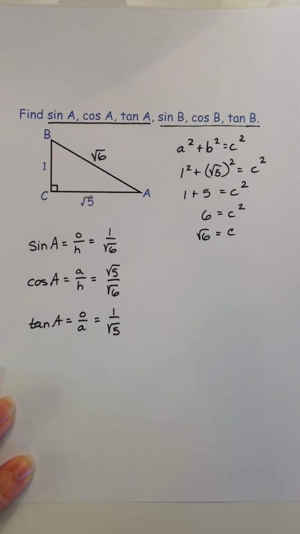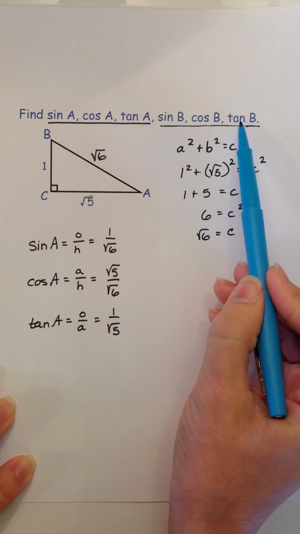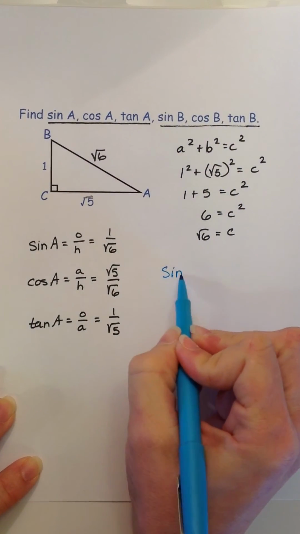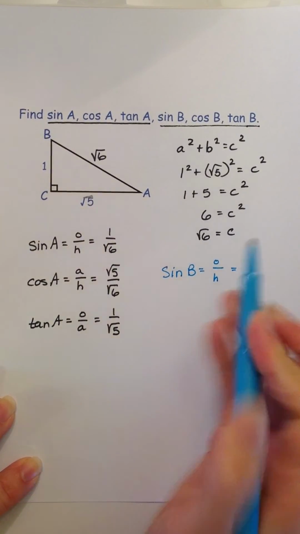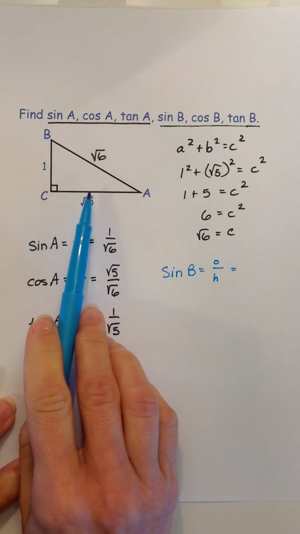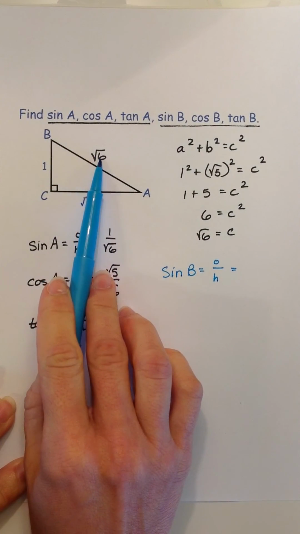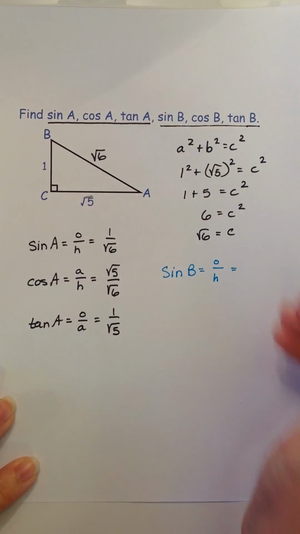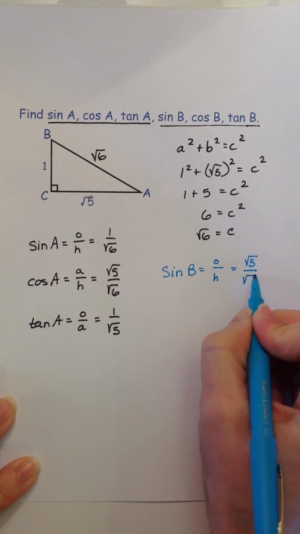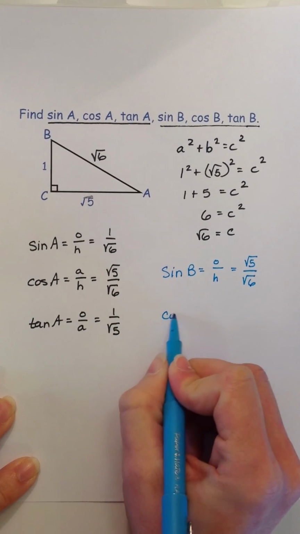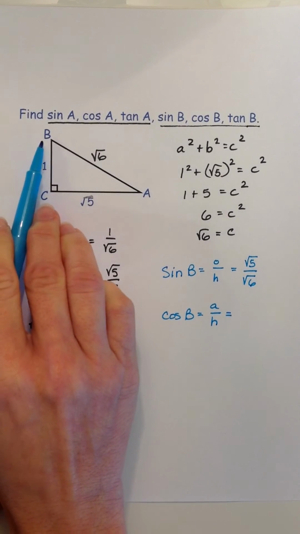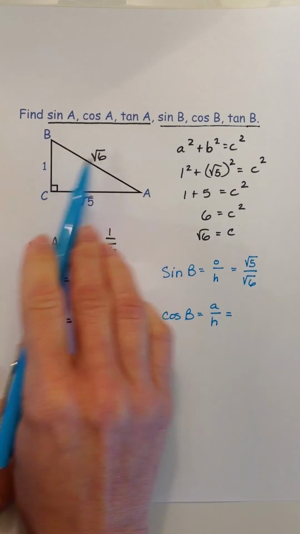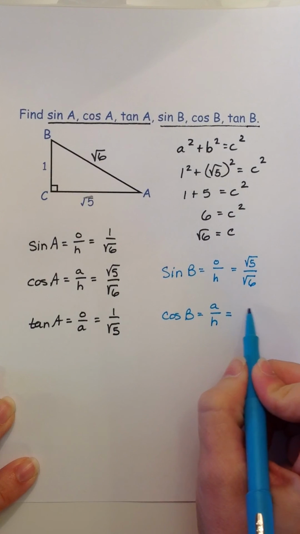All right, now we're going to find the same three trig functions, but in reference to angle B. We'll start out with sine of angle B, so opposite over hypotenuse. From B, opposite is going to be square root 5, and of course this is still your hypotenuse, the square root 6. So square root 5 over square root 6. Cosine of angle B, that would be adjacent over hypotenuse. From angle B, adjacent is 1, and hypotenuse is square root 6.